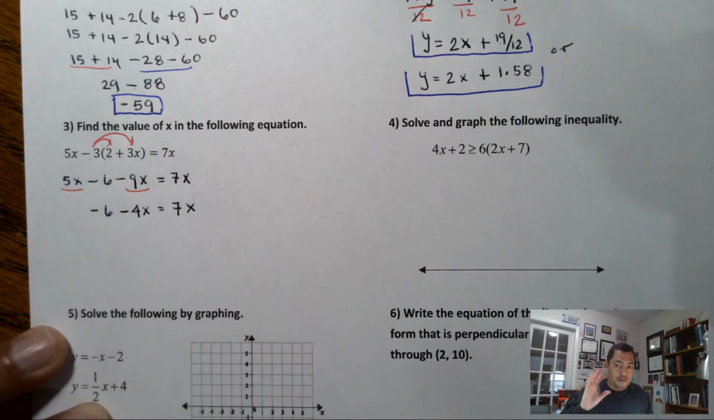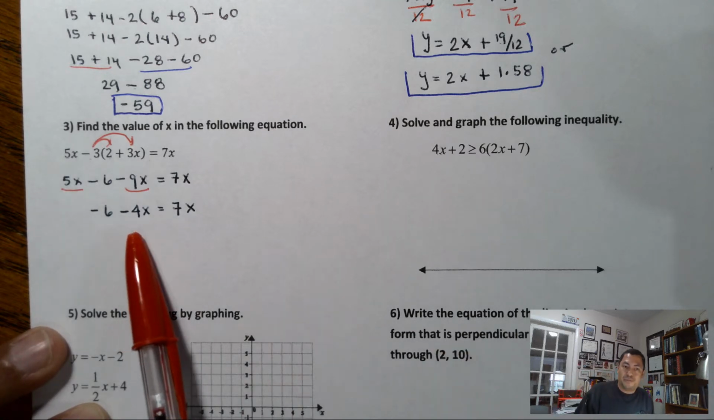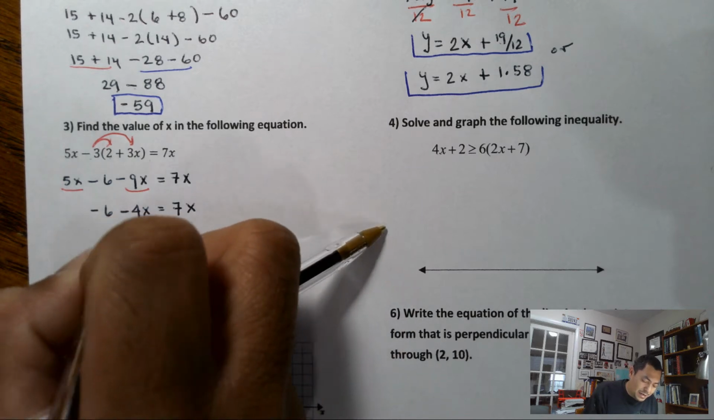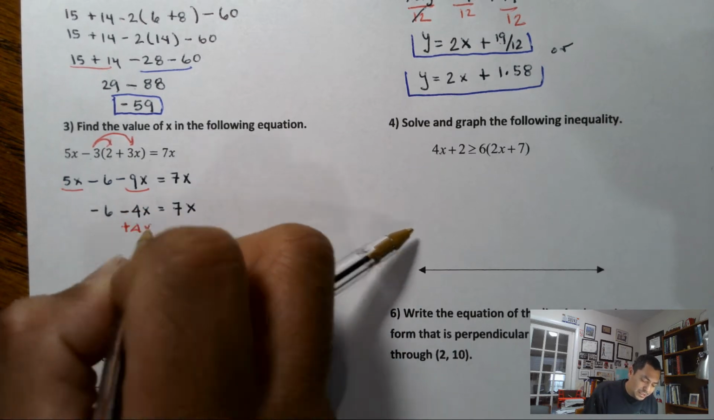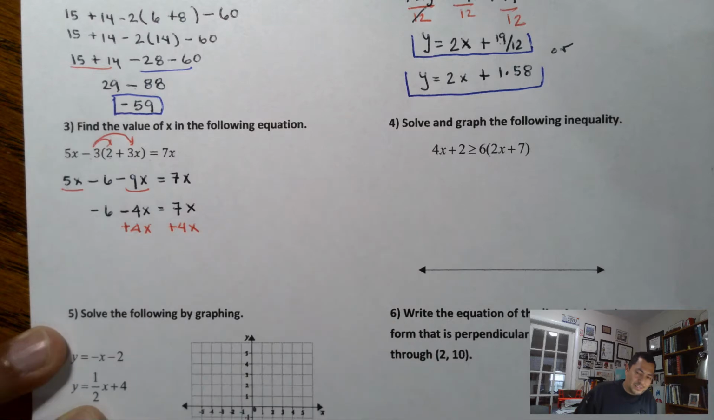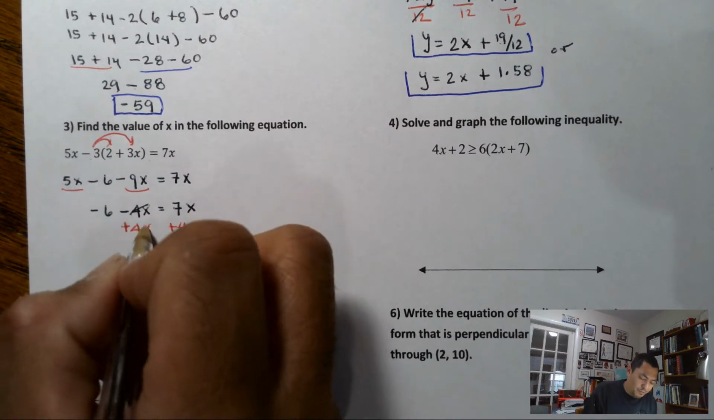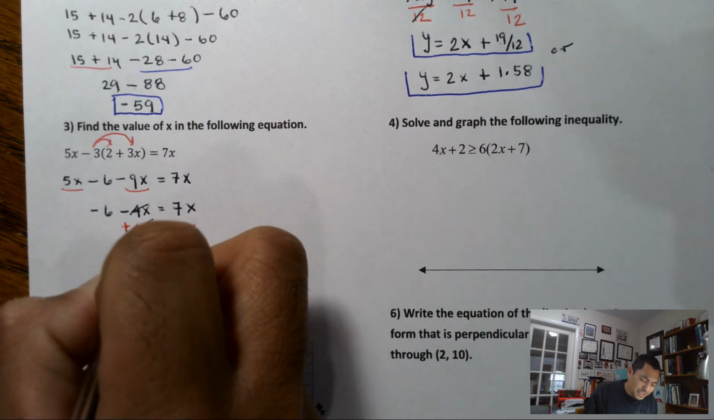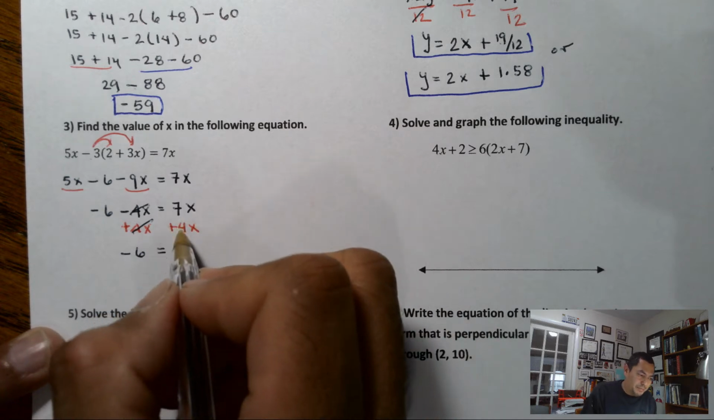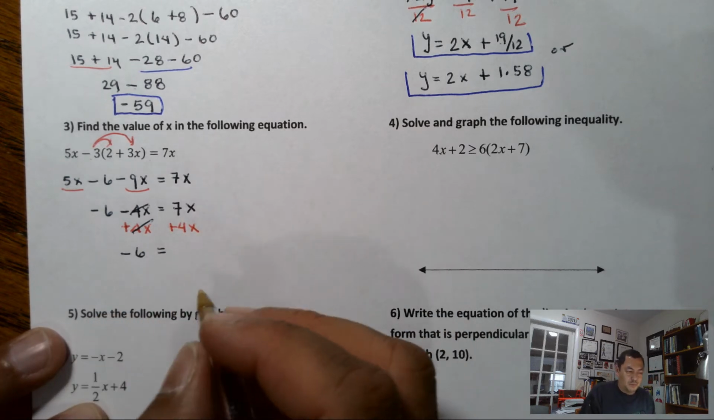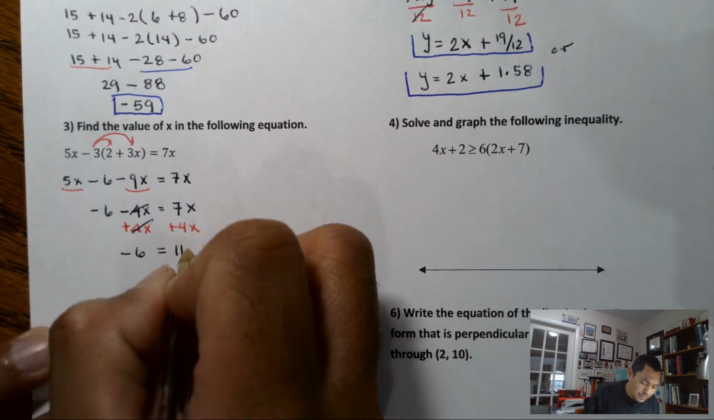But remember, if we move that negative number, it goes positive on the other side, because the only way to get rid of this negative 4x is by adding 4x. Okay, we are getting rid of this 4x. So negative 6 is equal to 7 plus 4, which is 11x.